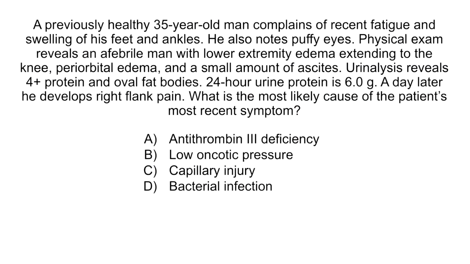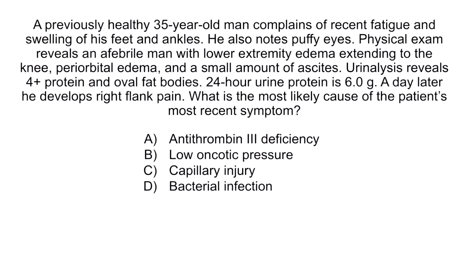Let's wrap up with one multiple choice question. A previously healthy 35-year-old man complains of recent fatigue and swelling of his feet and ankles. He also notes puffy eyes. Physical exam reveals an afebrile man with lower extremity edema extending to the knee, periorbital edema, and a small amount of ascites. Urinalysis reveals 4+ protein and oval fat bodies. 24-hour urine protein is 6 grams. A day later, he develops right flank pain. What is the most likely cause of the patient's most recent symptom?